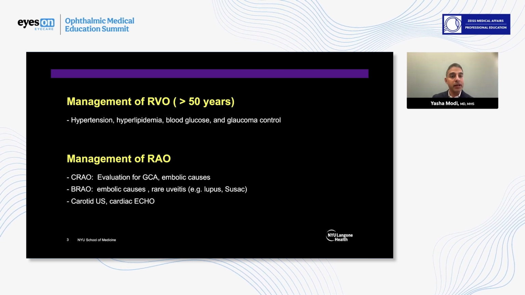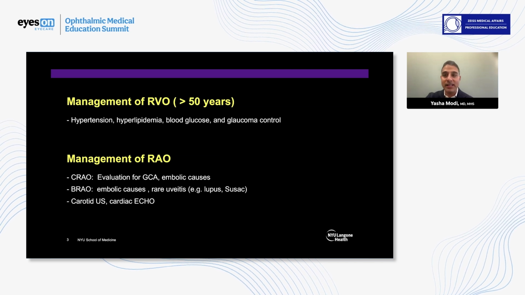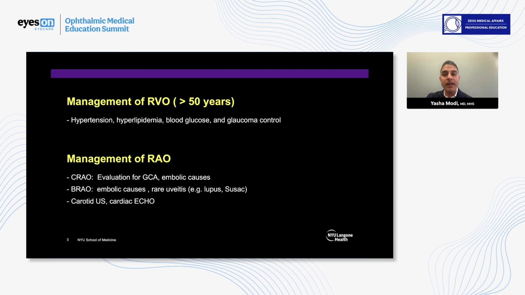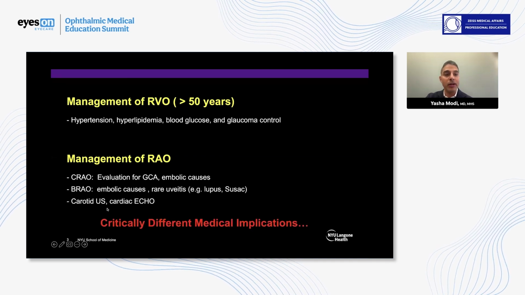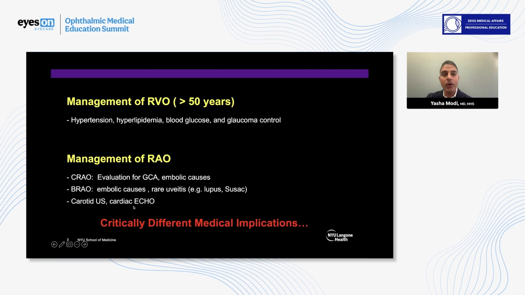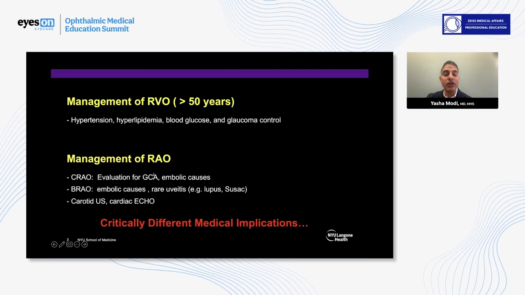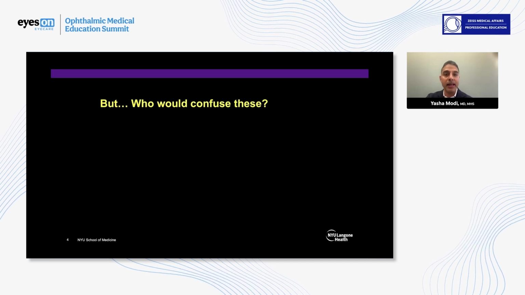For branch retinal artery occlusions, these can be embolic causes, or there can be rare uveitic entities like lupus or Susac that can contribute, but the workup is drastically different. In these cases, we look by doing carotid ultrasounds, cardiac echoes, because the management of a retinal artery occlusion, that's effectively a stroke until proven otherwise, and these can have drastic medical implications.